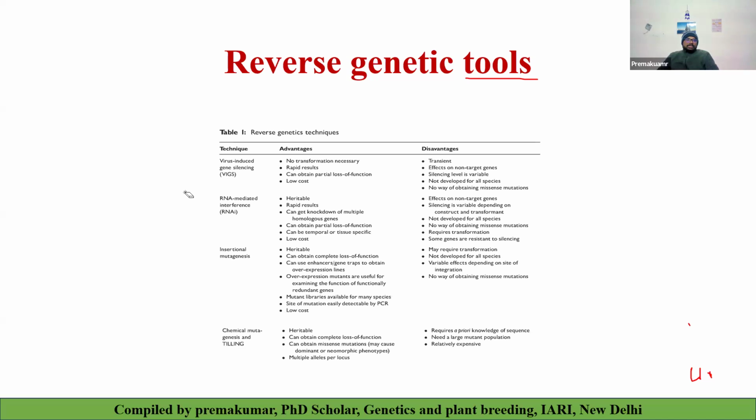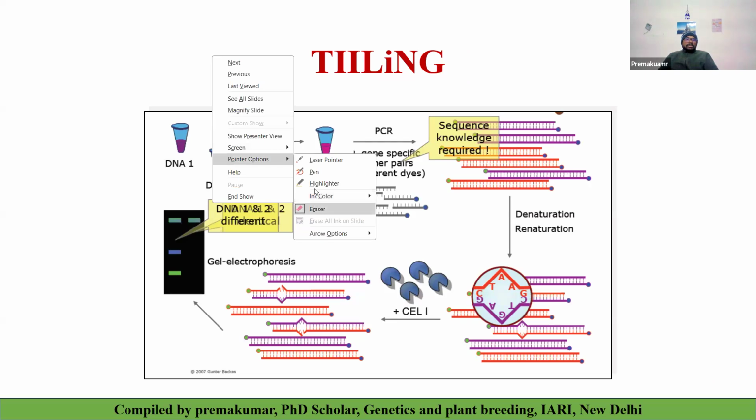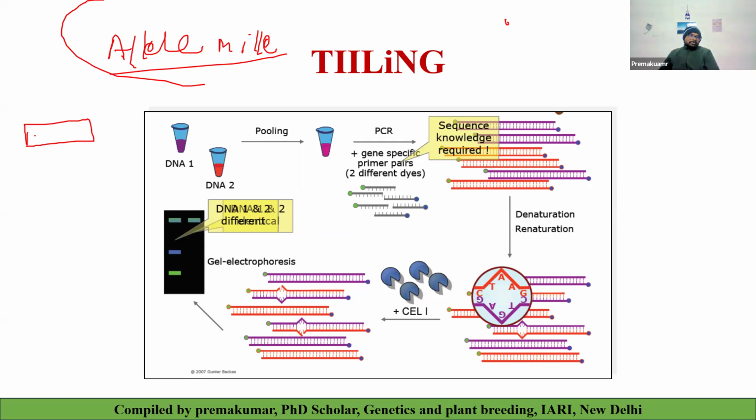TILLING is very important, that I am going to discuss. In breeding also it is very important. It is very helpful in allele mining. TILLING is a very important technology. Actually, for many years we are still using this, and it's a very important reverse genetic tool. For example, we know the gene. We want to know how many alleles are there for this particular gene. Normally in plant breeding, I'm telling you how we can use TILLING.